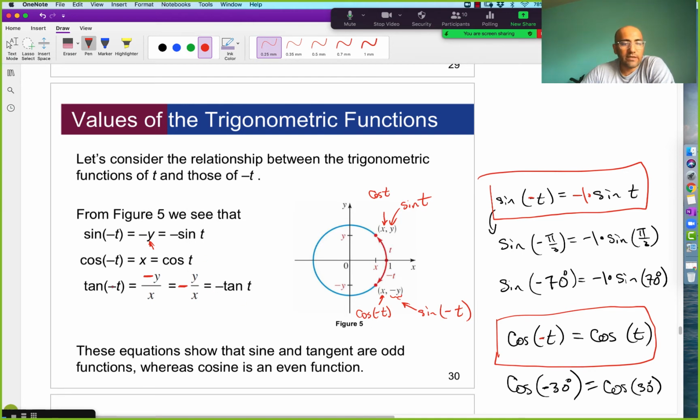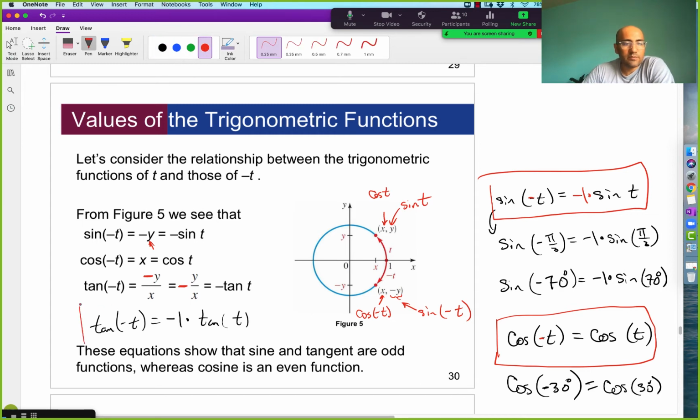It almost looks like you can factor out the negative, but it's not quite factoring out a negative. It's just that it's equivalent to its positive counterpart times -1. So skipping this middle part, we'd end up with tangent of negative t is equal to -1 times tangent of positive t.